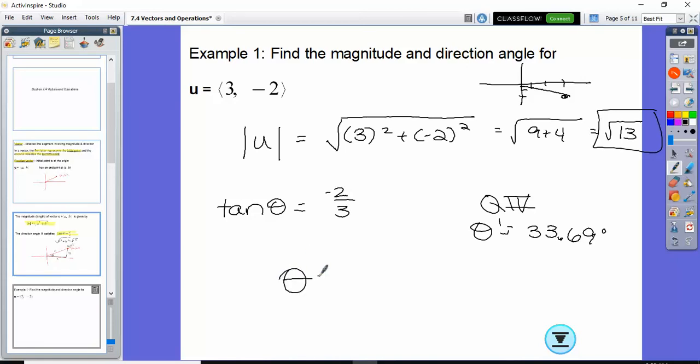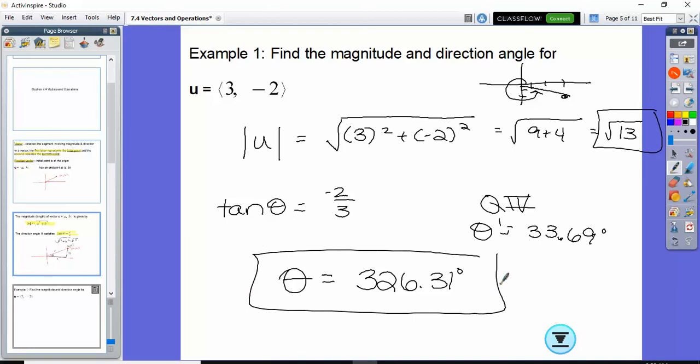So to place that angle in quadrant 4, what do you do? We want this angle. We found this little piece is 33.69. How do I get the other? Just like every other time, if it's in the fourth quadrant, you do 360 minus that. So 360 minus 33.69 gives you 326.31 degrees. So we found our magnitude and our direction.